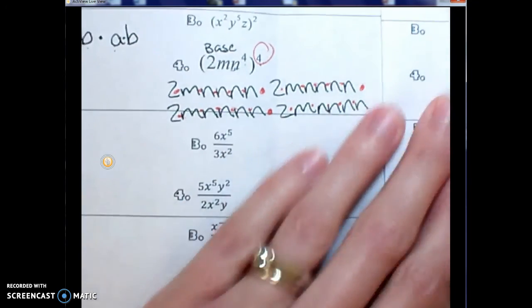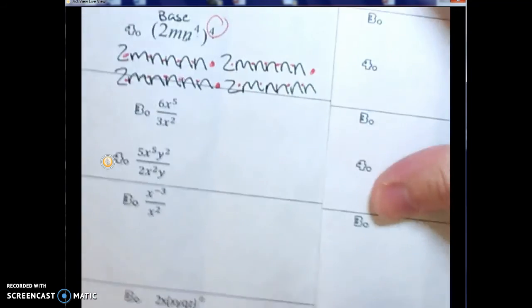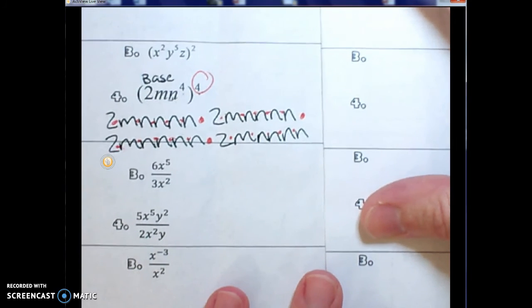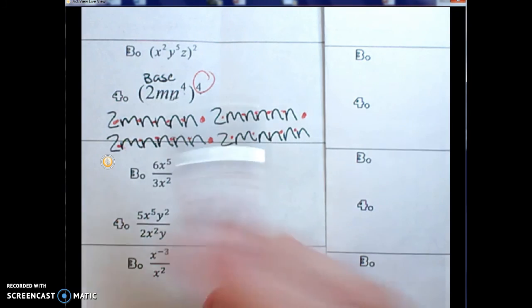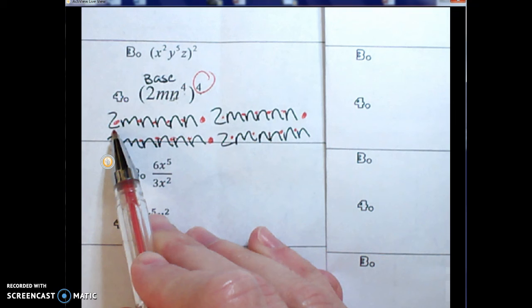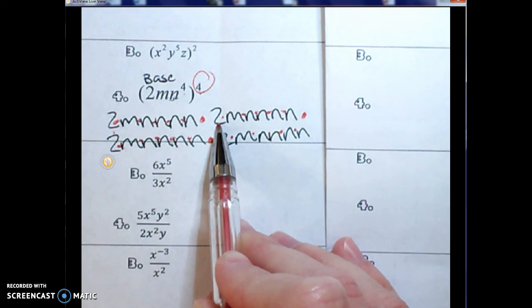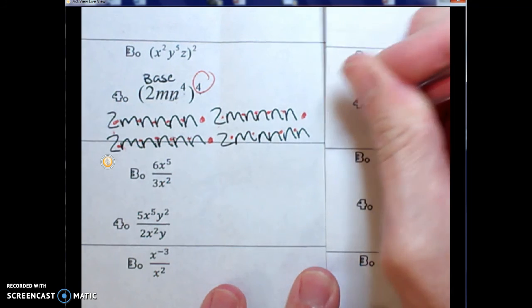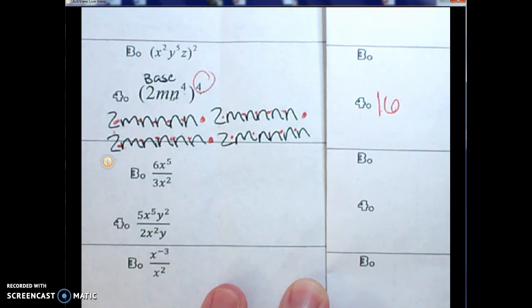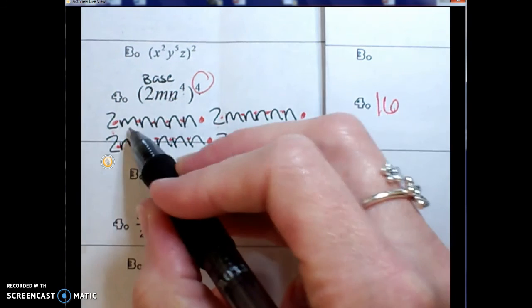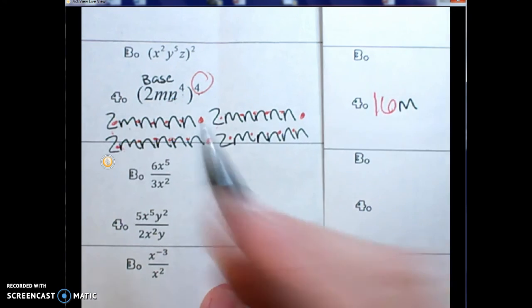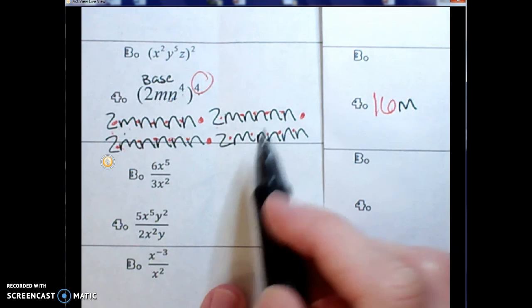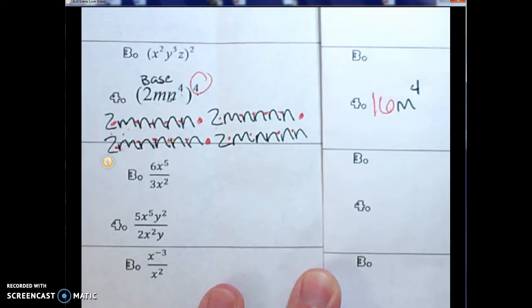So if I wanted to simplify it, again, don't mind my folding, the first thing I have here is a 2. Do I have other big 2's? Yes. How are they all connected? Multiplication. So what is 2 times 2 times 2? 8 times 2? 16. My big number now becomes 16. The next variable I have is an m. How many m's do I have multiplied together? 4. So I write m to the 4th power.